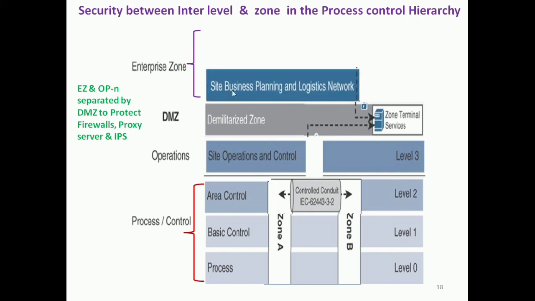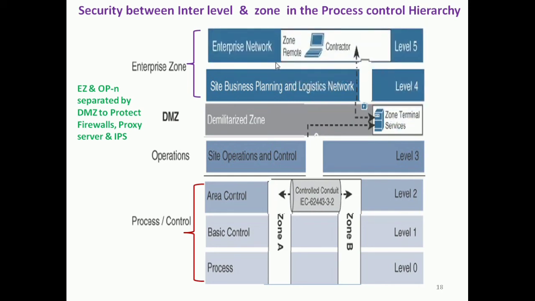Coming to the enterprise zone, that is site business planning and logistic networks, which you have seen in the Purdue hierarchy model in the previous slide. That will be level 4. The top level is level 5, that is enterprise networks, that is the zone of remote systems. So these are lying as they are.